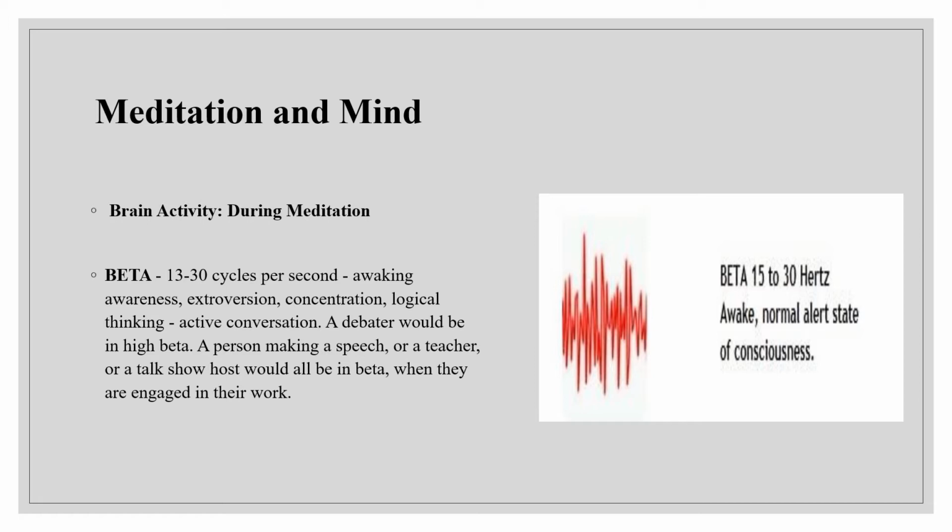So now I am recording this presentation for you. So my mind is in beta state, means whatever brain activities are going on currently are lying between 13 to 30 cycles per second. So whenever you are very actively engaged in some kind of activity, at that moment your brain actually performs the beta state.